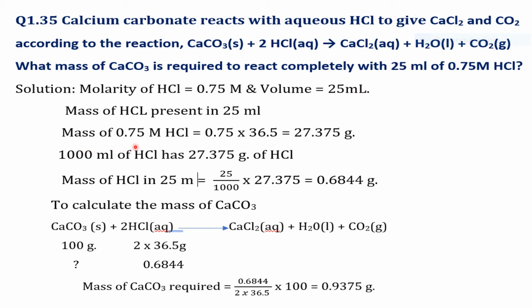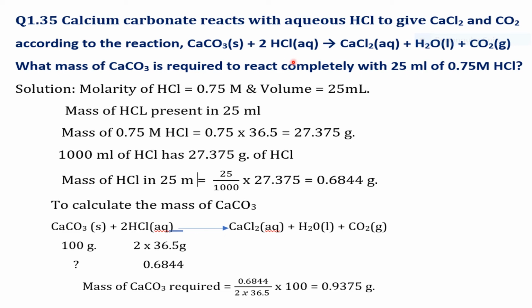So the mass of 0.75 mole of HCl equals the number of moles into molar mass, 0.75 into 36.5, equal to 27.375 gram. This 27.375 gram of substance is present in 1000 ml. Therefore, the amount of substance present in 25 ml equals 25 by 1000 into 27.375, which is 0.6844 gram. That means the amount of hydrochloric acid available for the reaction with calcium carbonate is 0.6844 gram.